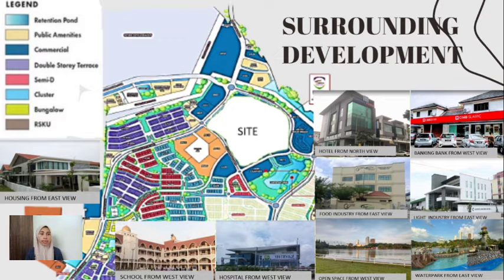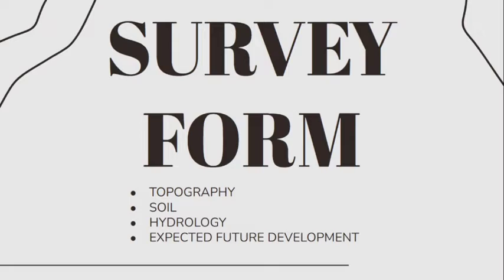This is the surrounding development at site area. As we can see in the zoning map, study area site is surrounded by commercial areas such as hotel, bank, industry and water park. This site is also surrounded by public facilities like school, hospital, open space. And there is also some residential area at East View.